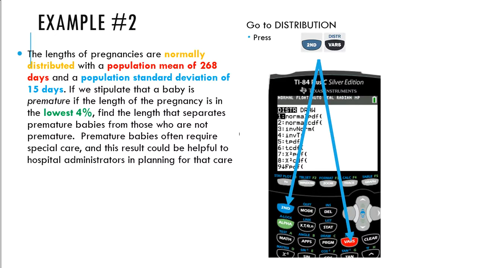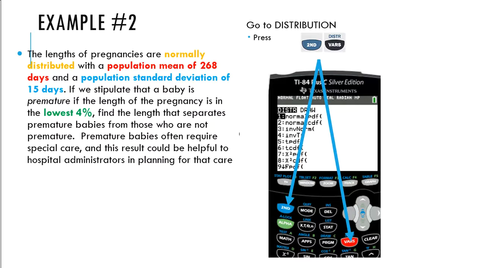Okay, example 2. The lengths of pregnancies are normally distributed with a population mean of 268 days and a population standard deviation of 15 days. If we stipulate the baby is premature if the length of pregnancy is in the lowest 4%, find the length that separates premature babies from those who are not premature. Premature babies often require special care, and this result could be helpful to hospital administrators in planning for that care.